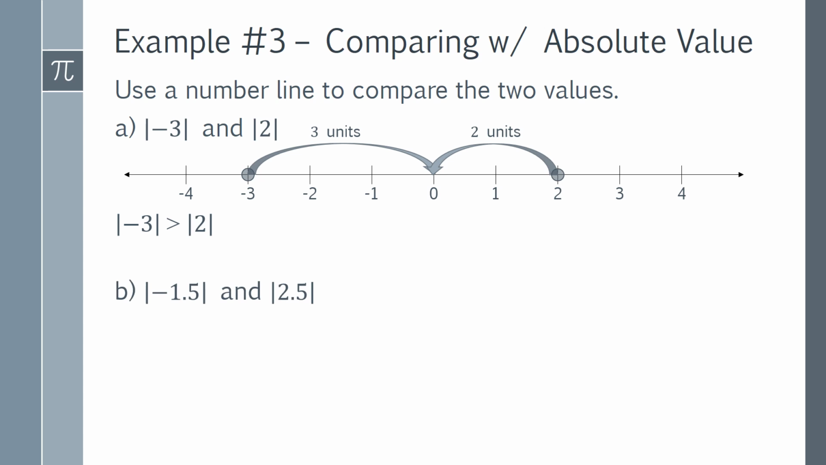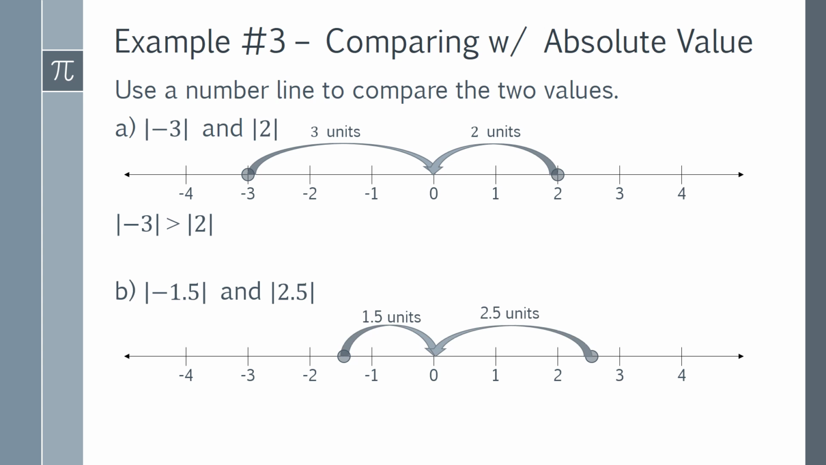Now for part B. The absolute value of negative 1.5 and the absolute value of 2.5. Once again, we will draw the number line and graph the points. And we notice that negative 1.5 is 1.5 units to the left of 0, while 2.5 is 2.5 units to the right of 0. Once again, remember that we only care about distance when talking about absolute value, not direction. So the absolute value of negative 1.5 is less than the absolute value of 2.5.